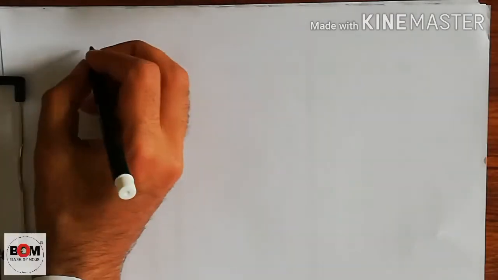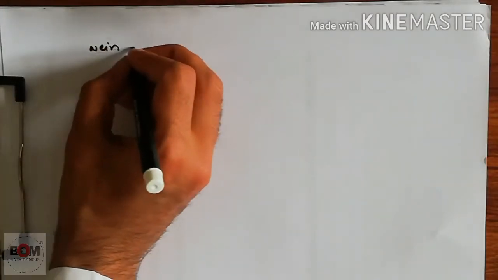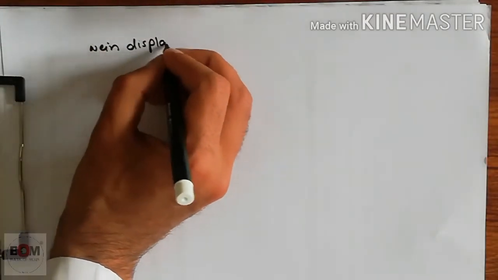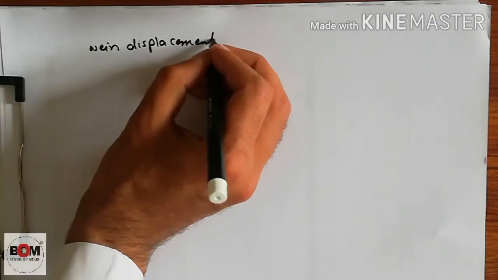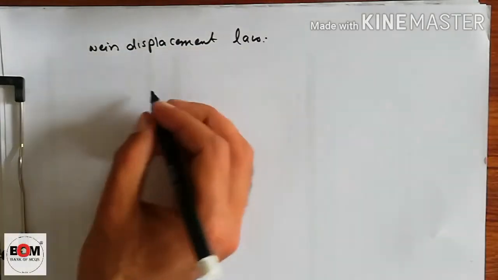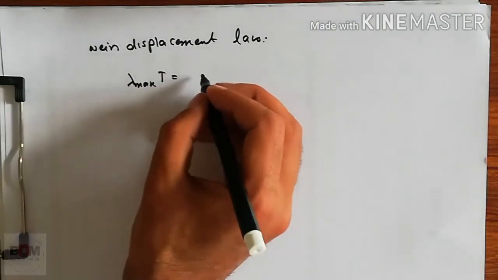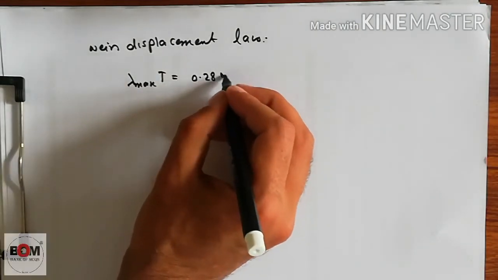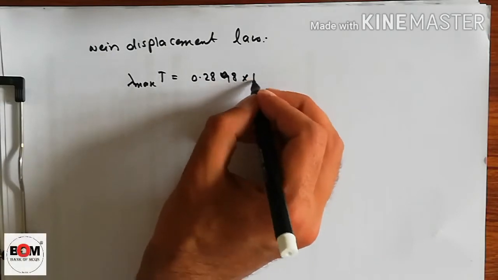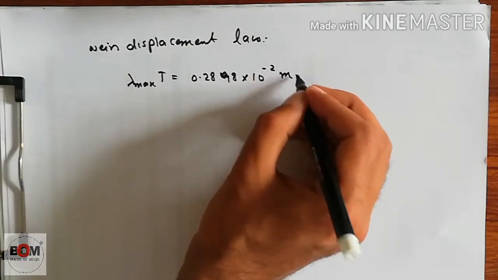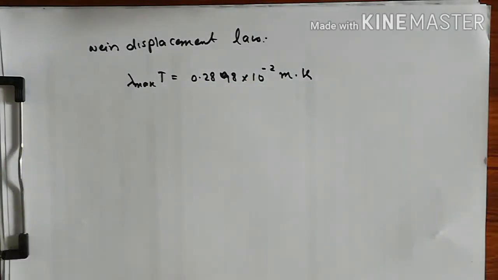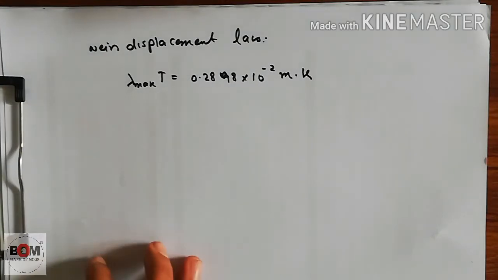The next topic is the same, black body radiation. In black body radiation, we have two laws. The first one is called Wien's displacement law. According to this law, lambda maximum T is equal to 0.2898 multiplied by 10 to the power minus 2 meter Kelvin. So this is called Wien's displacement law.